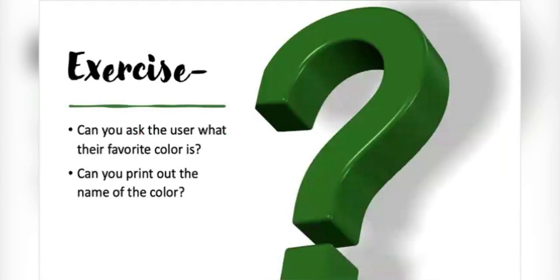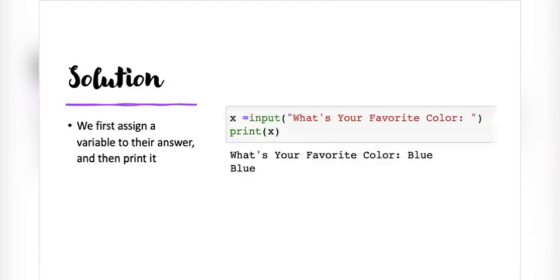Now, here's a solution to that exercise. Solution is to first assign a variable to their answer. For example, we'll do x equal to the input of what's your favorite color, right? And then we can print x. For example, if I write the input and then ask what's your favorite color, I type in blue as the user, it will automatically print out blue because of our code.